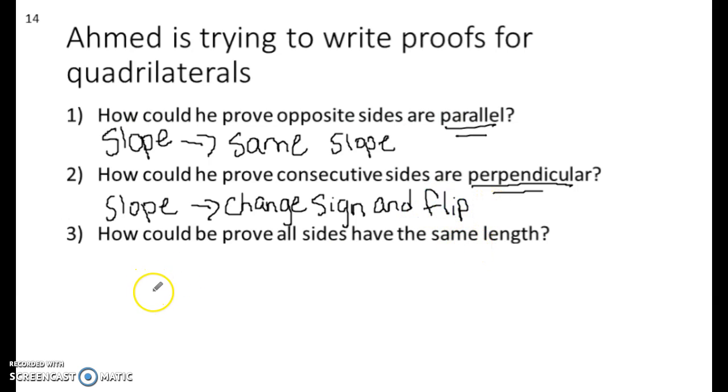And then the last one, how could he prove all sides are the same length? Well, now we're talking about length, and to get length, you would use the distance formula to show that they all have the same length.